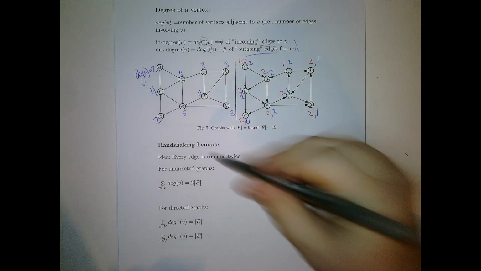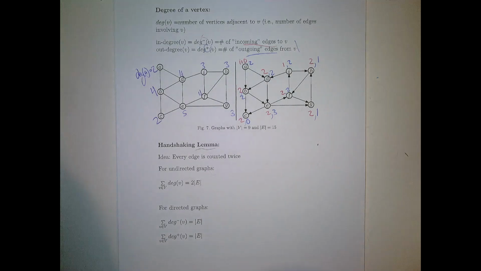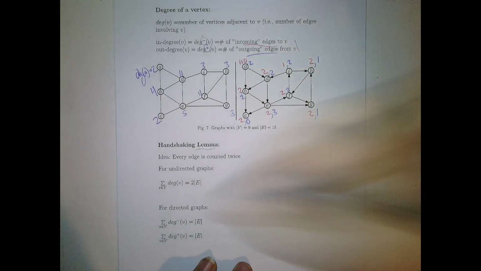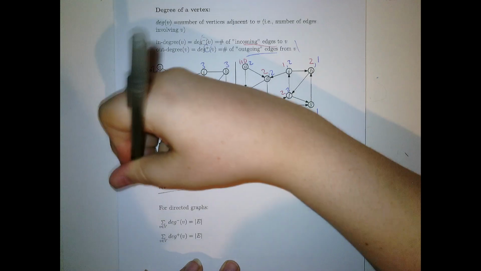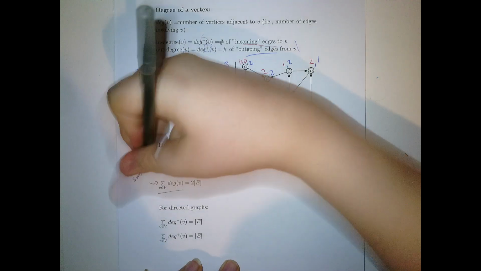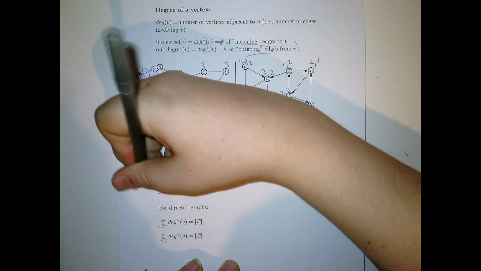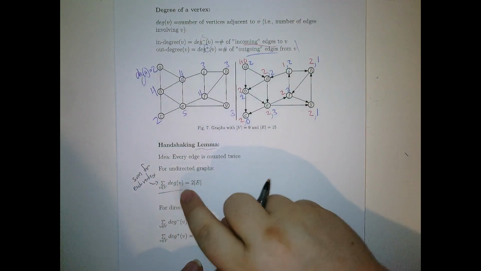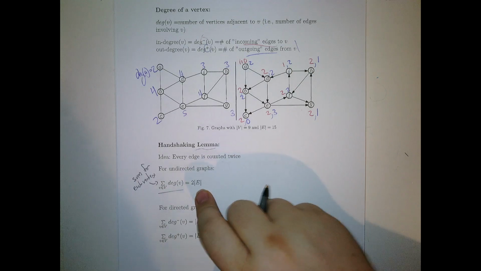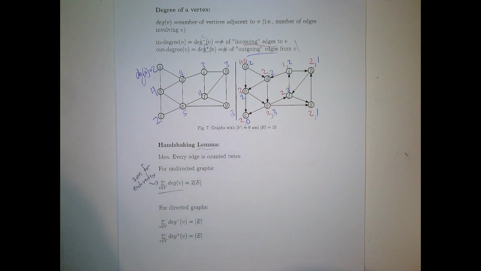This is called the Handshaking Lemma. The Handshaking Lemma observes that if you sum up the degrees for every vertex, so that's the sum for each vertex V of its degree, you get 2 times the number of edges. Really? Okay, let's check that.